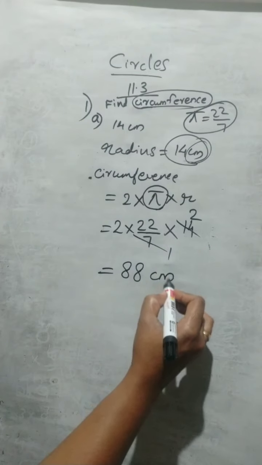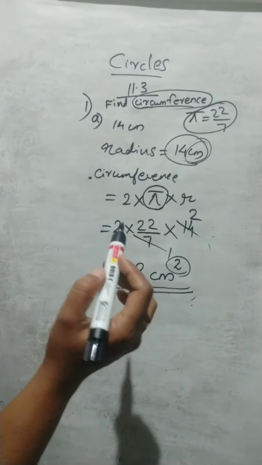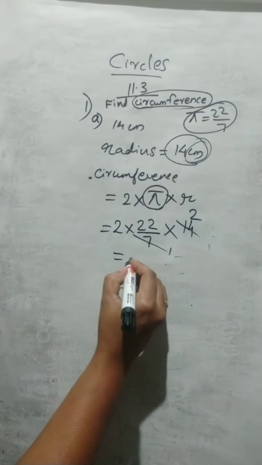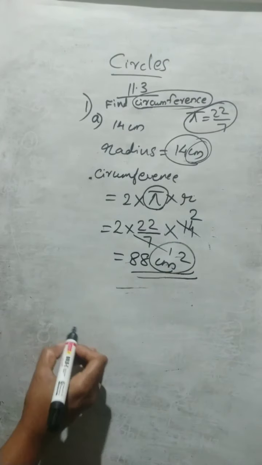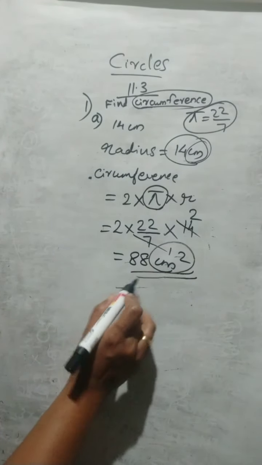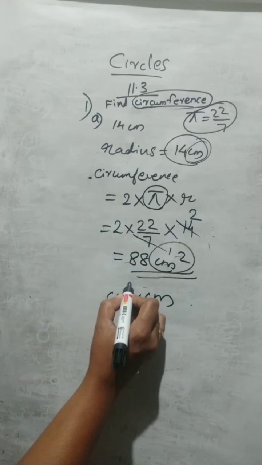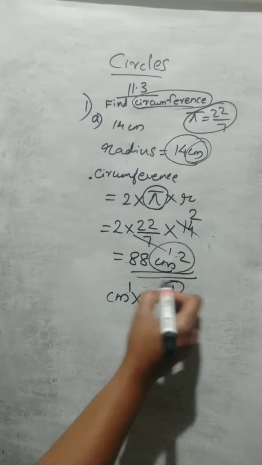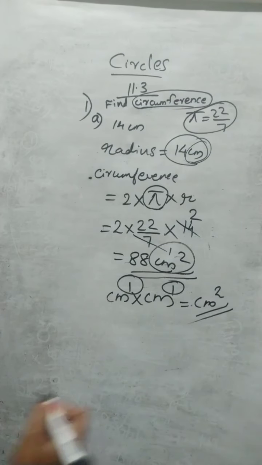So that will be centimeter squared. Why? There is one clue. Here, radius. The answer is 88 centimeter squared. Then we can think about this centimeter squared. Centimeter multiplied by centimeter. Here 1 times centimeter, again 1 more centimeter is there. This 1 plus 1 will be centimeter squared.